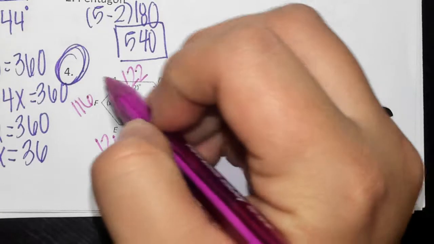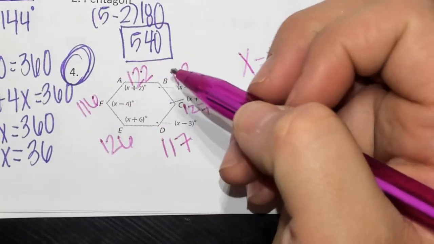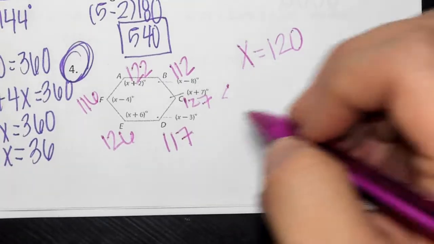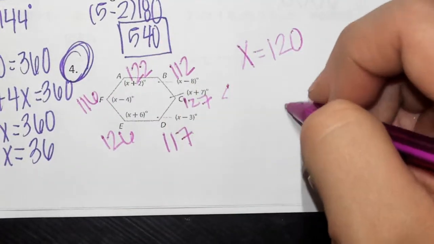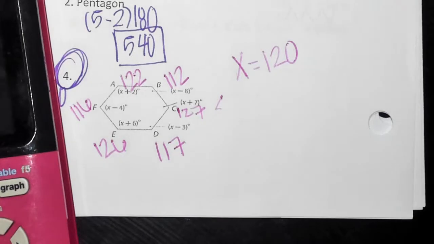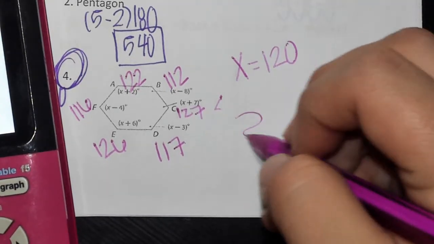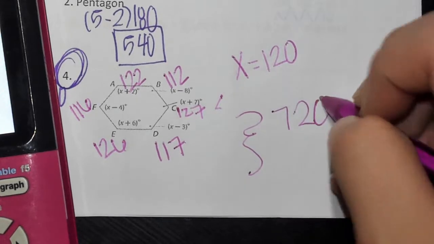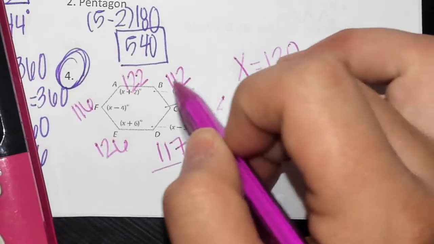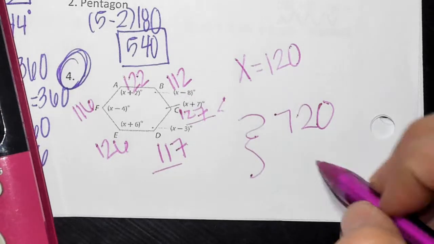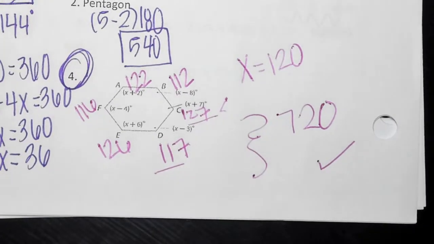How many sides does this polygon have? 6. So if I wanted to find the sum of all these angles, I would do 4 times 180, because 6 minus 2 is 4. So all of these should equal 720. Is it okay to go check yourself? Yes. 122 plus 112, 127, 117, 126. Good. I just always like to check.